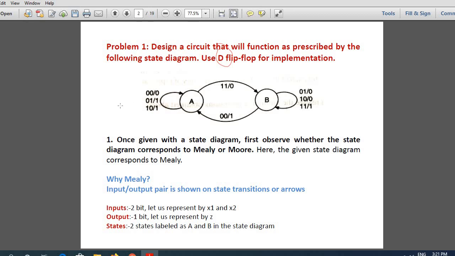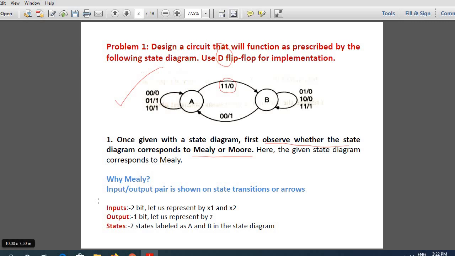So, once you are given a state diagram like this, the first step is you observe whether it is a Mealy or a Moore. So here this state diagram corresponds to Mealy. Why? Because states are given, and together with the state, output is not written, but output is written where? It is written on the state transitions or the edges. It is written as an input-output pair. So, input-output pairs will usually be written in the Mealy model. So, this state diagram corresponds to Mealy.